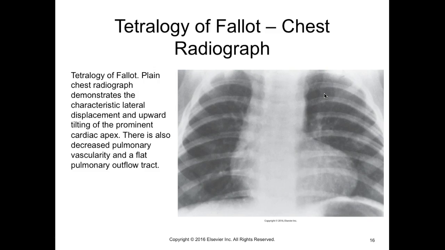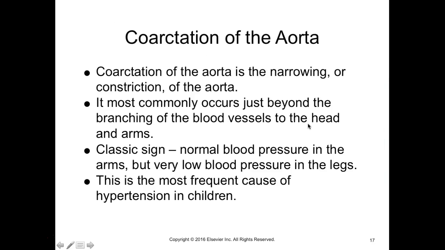So when we're looking at a chest x-ray, this one has characteristics of lateral displacement and upward tilting of the prominent cardiac apex. So here is the heart. So you can see that the heart normally lies in this plane here. So we've got tilting of the heart, so it's more lateral, so it's sideways. It's going this way instead of this way. There's also decreased pulmonary vascularity and a flat pulmonary outflow tract. So you can see there's not, in the hilum, you don't really see any pulmonary arteries or veins here. So that's decreased.